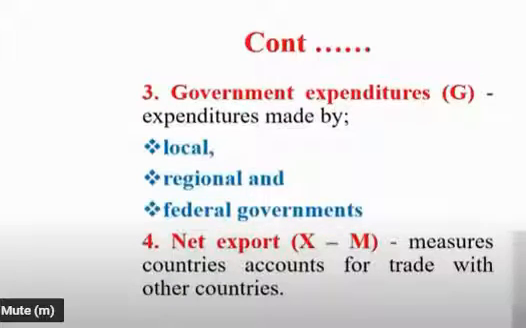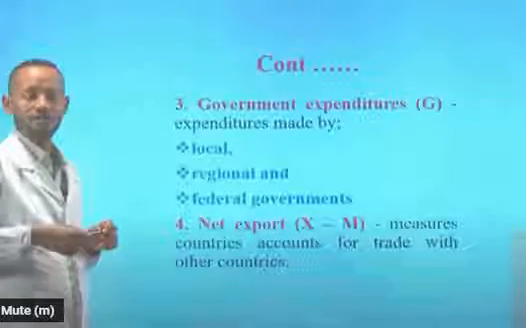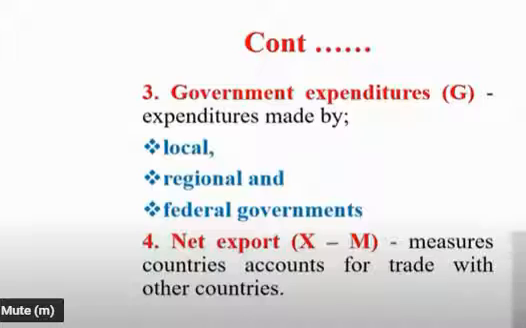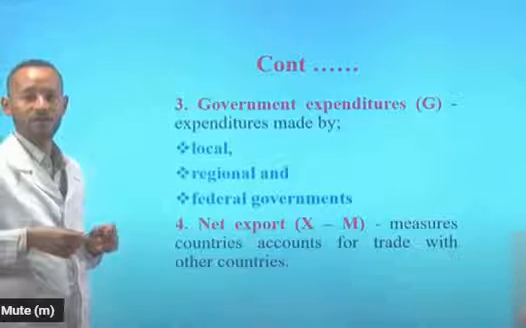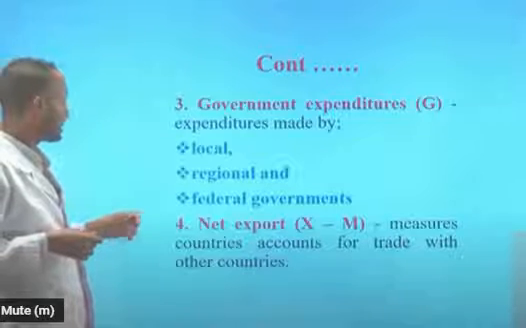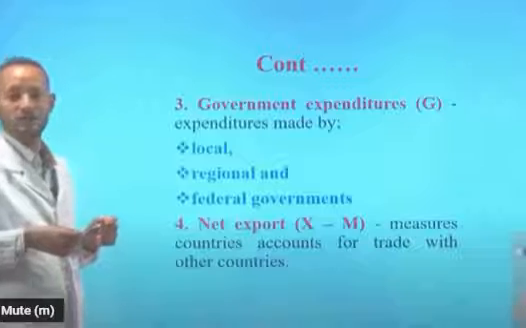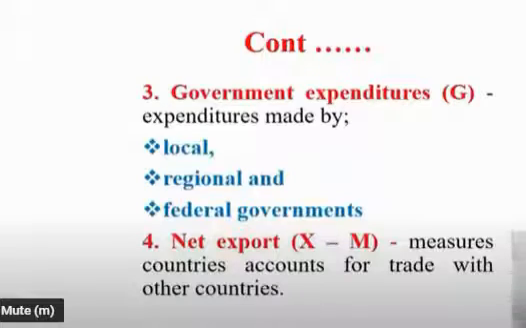Government expenditure is another component of measuring GDP using the expenditure approach. In this case, we will add all the expenditure made by local government, regional government, and federal governments. The last component of measuring GDP using the expenditure approach is net export. The net export is the difference between export and import.